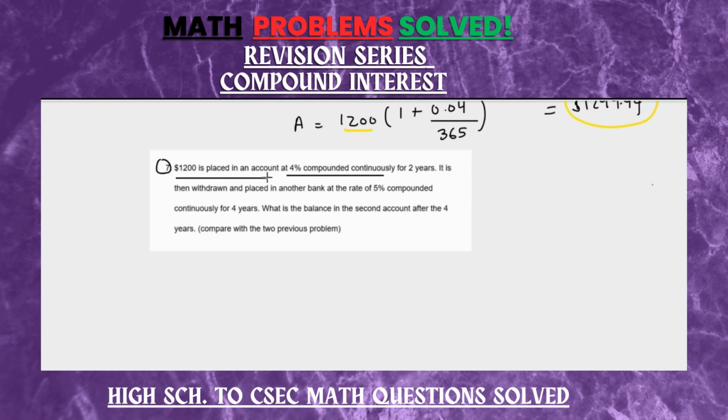So 1200 is placed in an account. What's the principal here? The principal is 1200, right? And what's the R? The rate is 4%. 4% means 0.04. Again, time is 2 years, right? Then withdrawn and placed in another account. So this was for the first period, and for the second period again compounded continuously for 4 years at 5%. So R is 5%, it means 0.05, and the time here is 4 years, right?